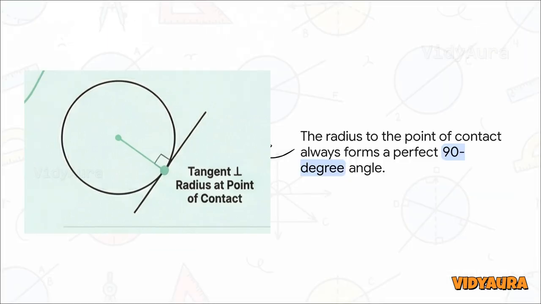Take a look at this diagram. See the line from the center O to the point P? That's our radius. And the other line is our tangent. Now look closely at where they meet. See that little square symbol? That's the universal sign for a 90-degree angle, a right angle. Remember this visual, because this little right angle, it's the secret key that unlocks a ton of problems.